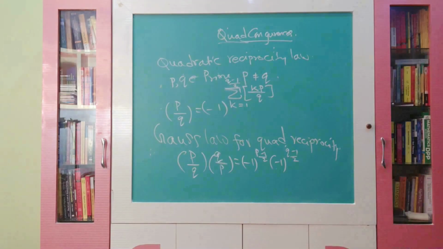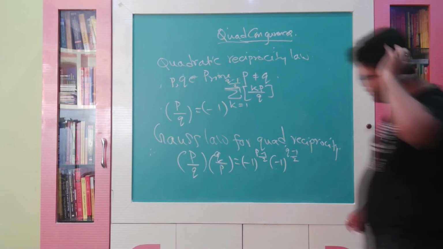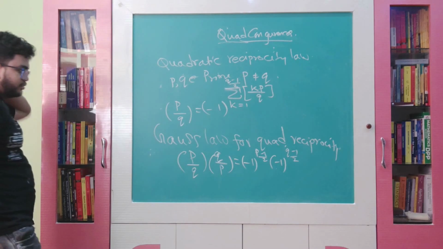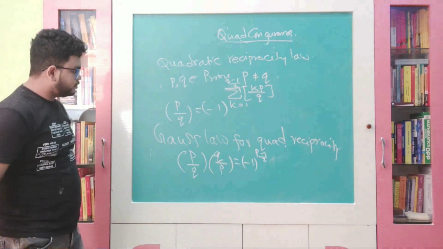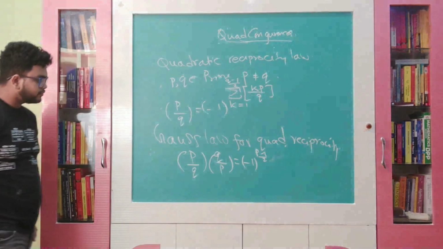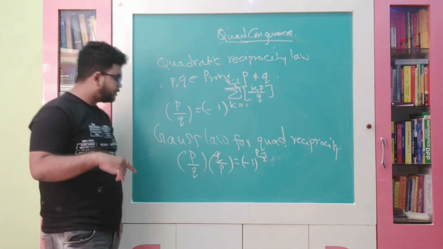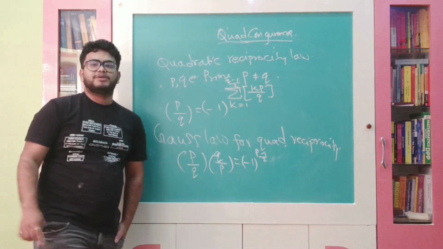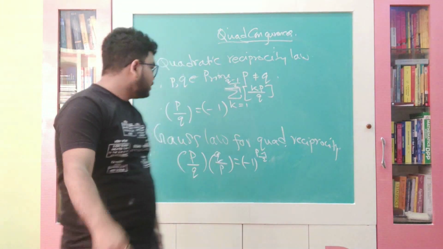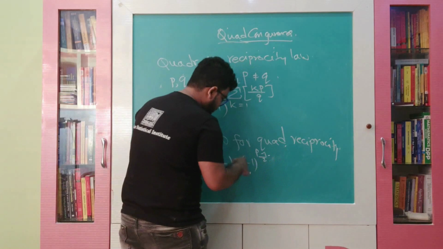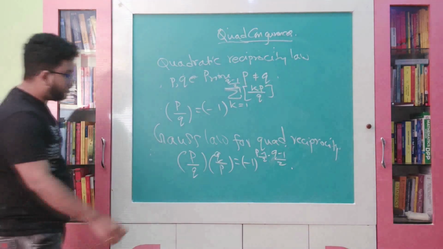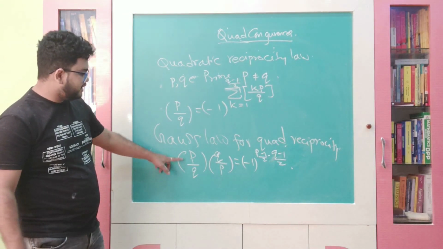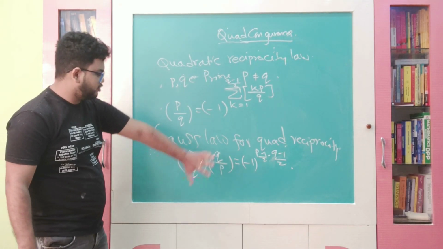So (p/q)(q/p) equals minus 1 to the power (p minus 1)/2 times (q minus 1)/2. That's it. So this is the quadratic reciprocity law. It relates the Legendre symbol of p over q and the Legendre symbol of q over p.